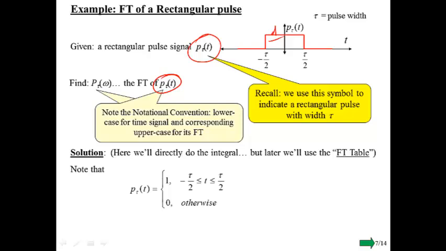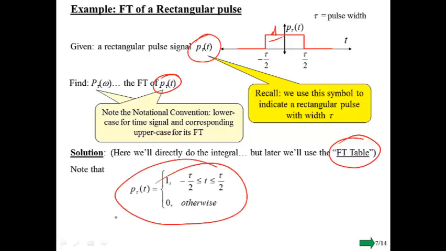Now here we're going to directly do this integral that defines the Fourier transform. But later on we will introduce a Fourier transform table where a lot of the classic Fourier transform results are tabulated, and those are pretty much what we'll use to understand some textbook cases anyway. So here's our mathematical definition of this rectangular pulse, and now we're going to apply that definition.